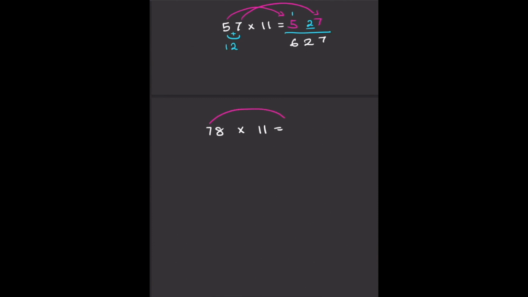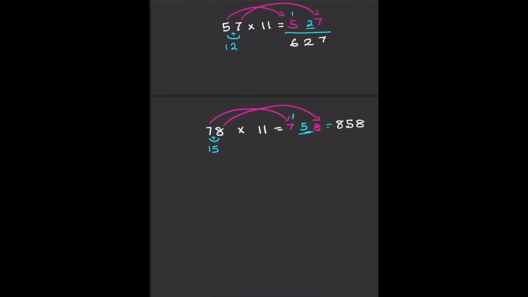So we're going to put the 7, put the 8 with the gap in the middle, and then now we're going to add these up. 7 plus 8 is 15. Put the units of the 15, which is 5, in the gap, and then take the 1 as a remainder, add these up to get an answer of 858. So the answer for 78 times 11 is 858.